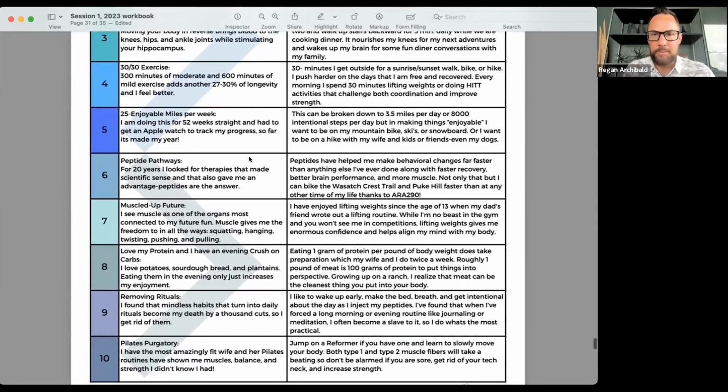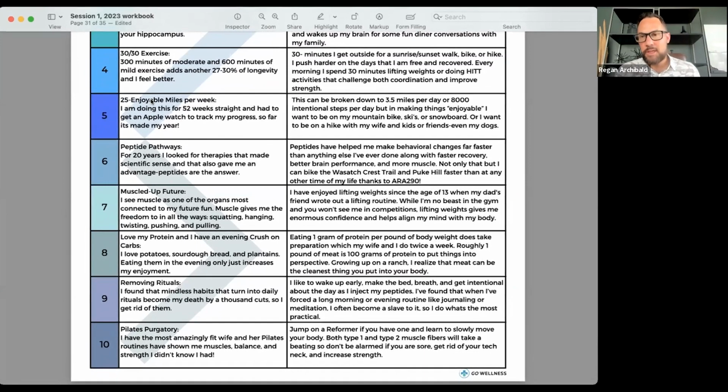I'm going. It's awesome. The other one is the 30-30 exercise protocol. As you know, the studies show that 300 minutes of moderate or 600 minutes of mild exercise adds another 27 to 30% longevity. And so my daily goal is to burn 910 calories of exercising every day. And I'm very consistent on getting that done. Yesterday, I was just over 1,000. I went for a run after this, and it was awesome. So I don't know what you guys are doing, but if you can get out as the sun's rising or as the sun's setting, these are really important things.